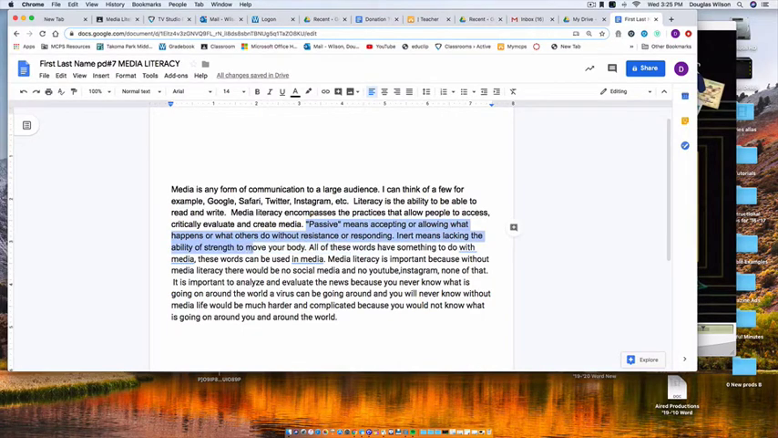Passive means accepting or allowing what happens or what others do without resisting. Responding. Inert means lacking the ability or strength to move your body. That's fine. All of these words have something to do with media. These words can be used in the media. No, this is not correct. What do these words have to do with media?